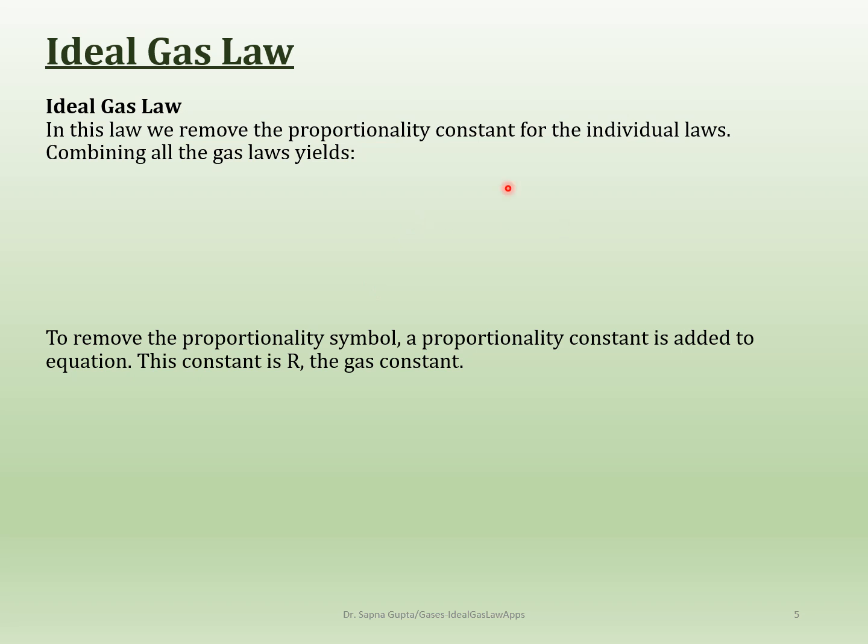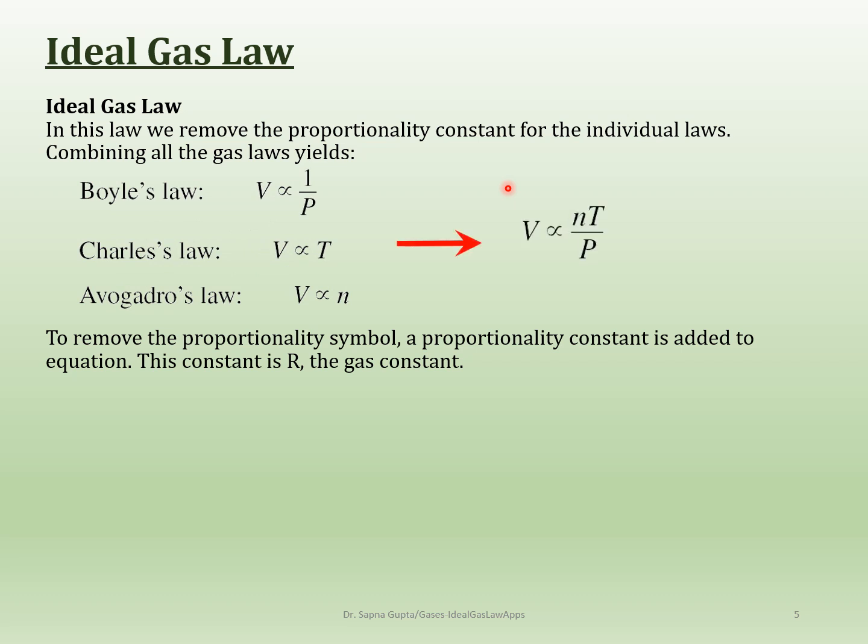Okay, so ideal gas law. Ideal gas law is about combining the gas laws, but then what you want to do from there is remove that proportionality sign. Because remember, in all of these laws, you have that proportionality sign. So we want to remove that proportionality sign to give us something that does not have a proportionality sign, which this one does not. It's just putting V on one side and all the other conditions on the other side.